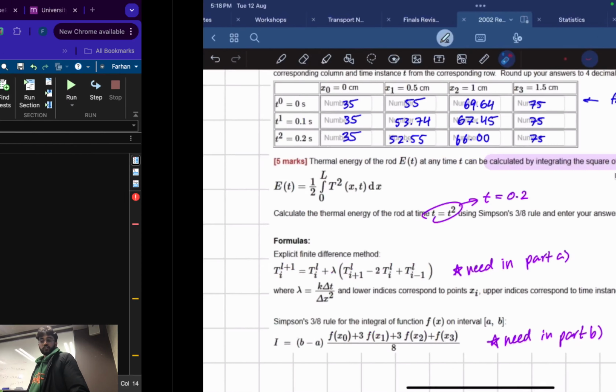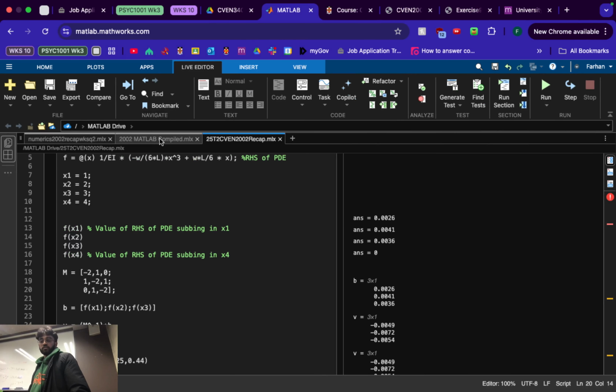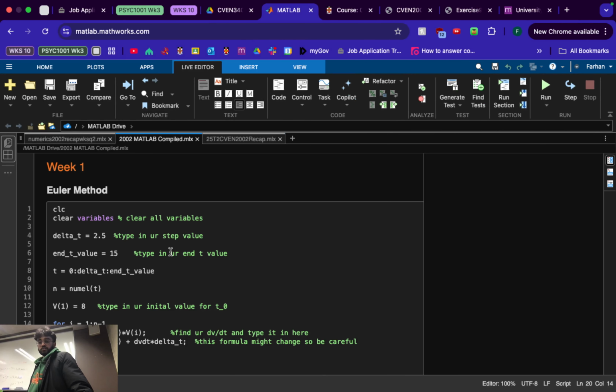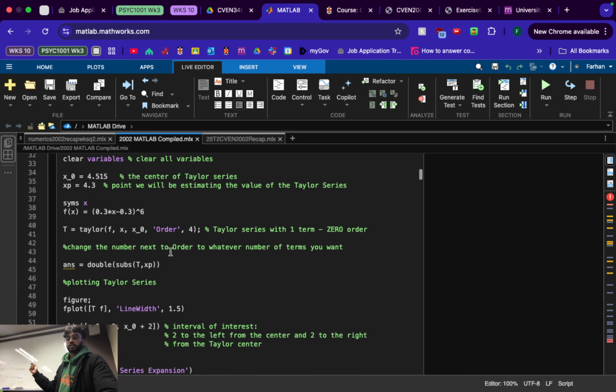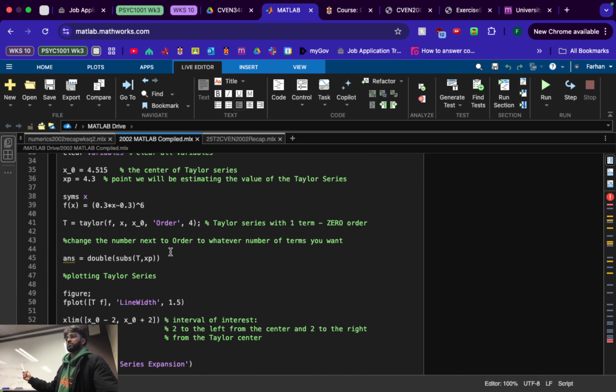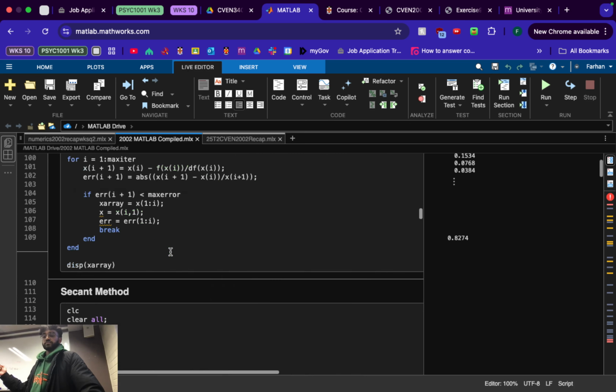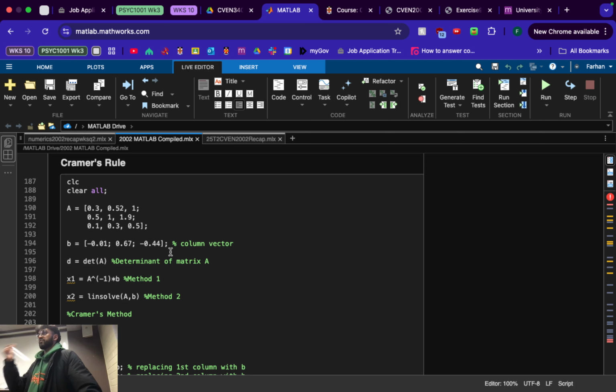So I've got a MATLAB compilation. This stuff just goes through all the weeks and all the MATLAB code. So if you don't want to do it by hand, if you want to save time, memorize the MATLAB code. I memorized the MATLAB code before I went in for both numerics and stats.